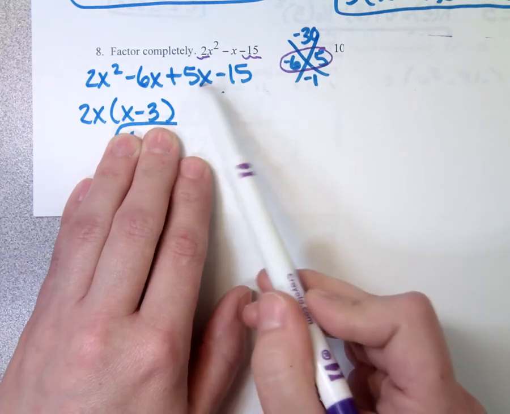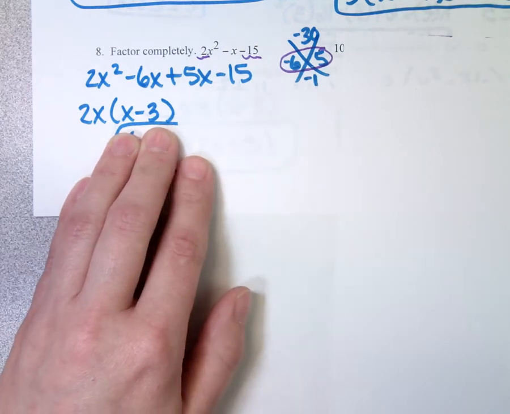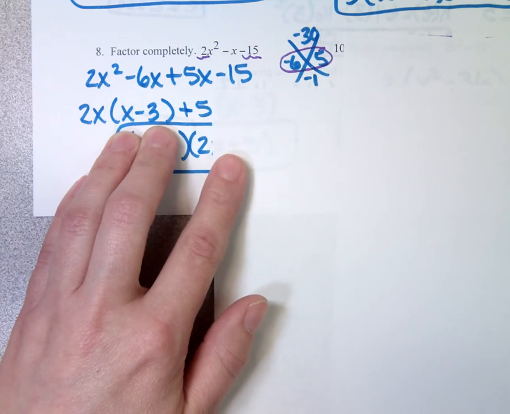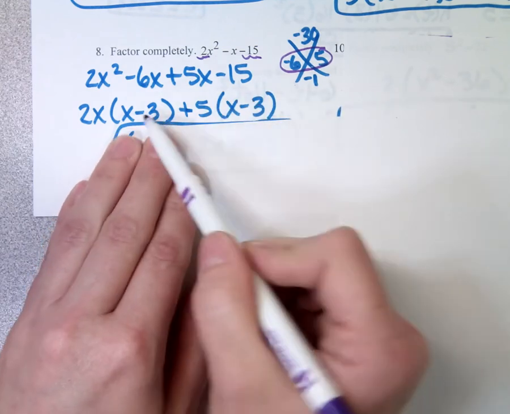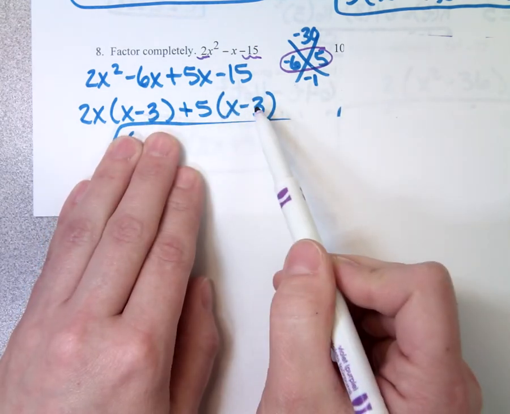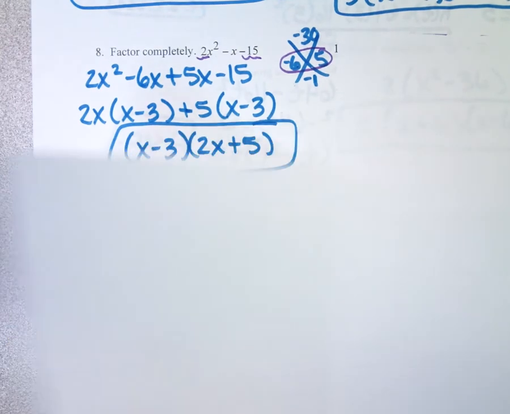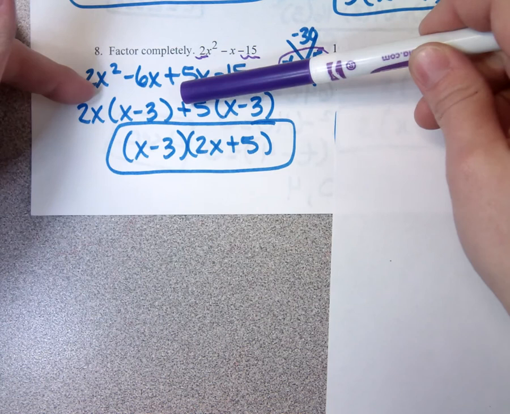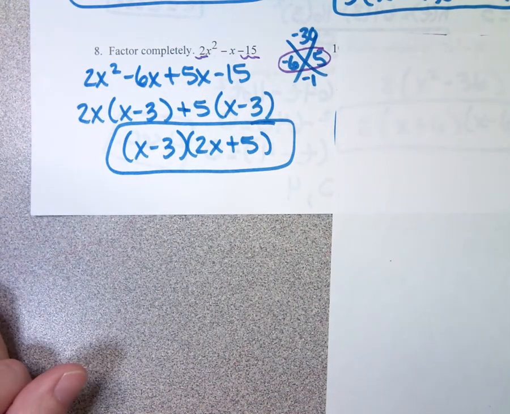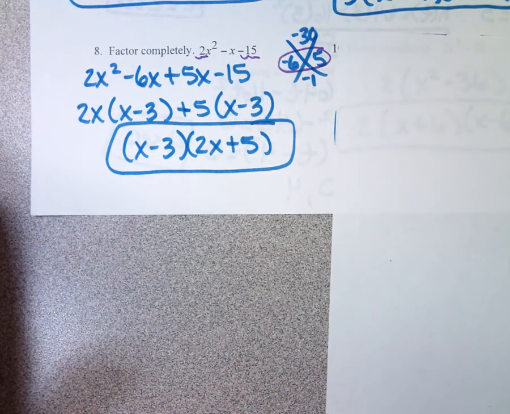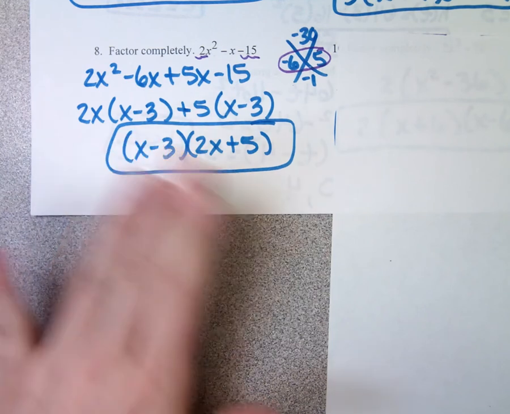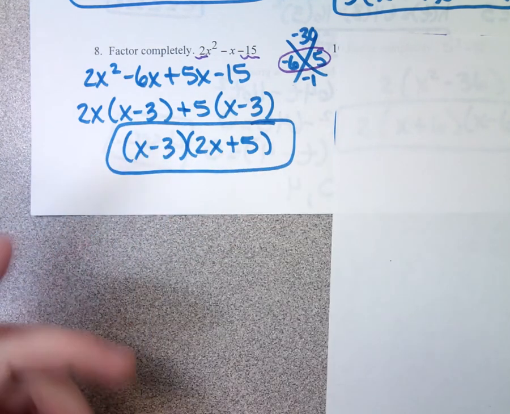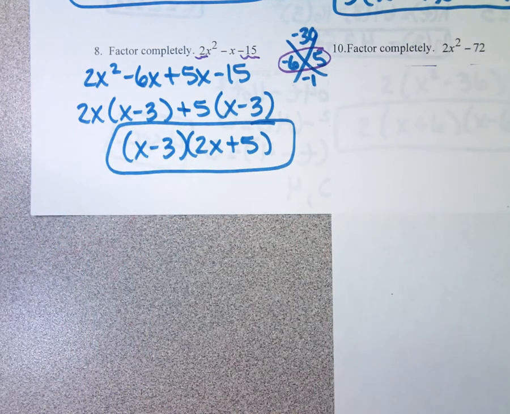Then I look to see what's the greatest thing that goes into 5 and 15, and that's a 3. I'm sorry, that's a 5. And then whatever is here has to be here. And then final step. X minus 3 goes in one set of parentheses, 2x plus 5 goes in the other. And I'm not solving these. There's no equals, so I don't have to set these factors equal to 0 and solve. I'm just asked to factor, so that's it.